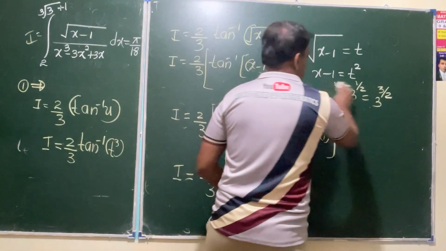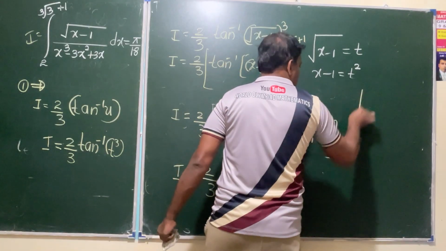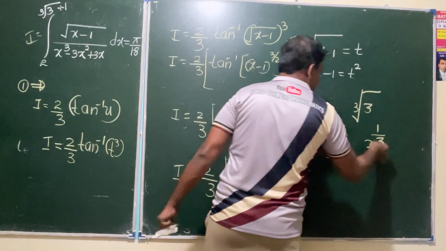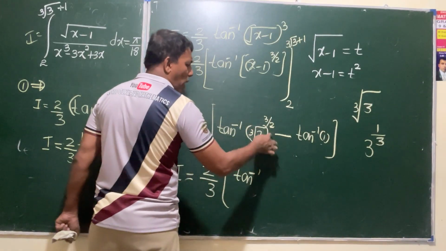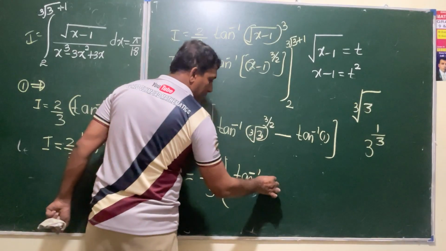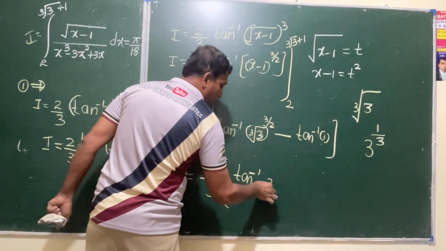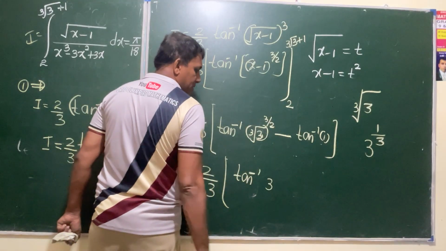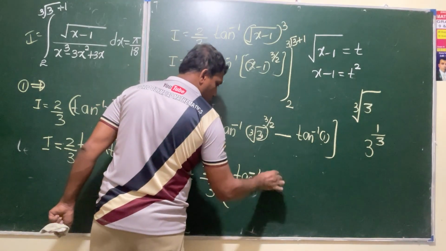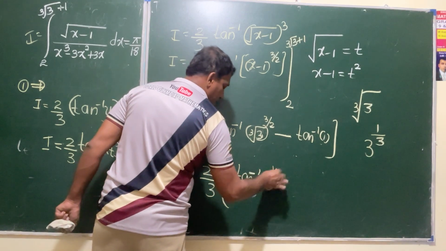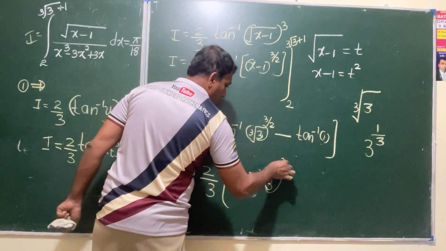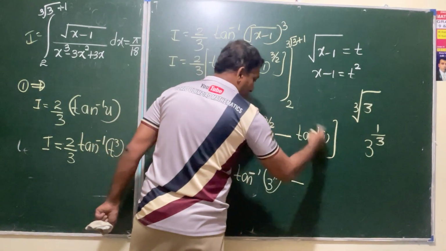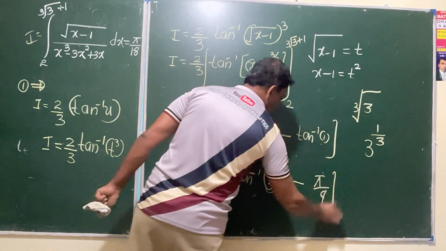So you know that the third root of 3 is 3 to the power 1/3, right? So 3 to the power 1/3, and the 3s cancel, that is half. If I show 3 to the power 1/3 completely, 3/2. Okay, now see, this is cancelled. What is pi by 4? Tan inverse 1 is pi by 4, right?